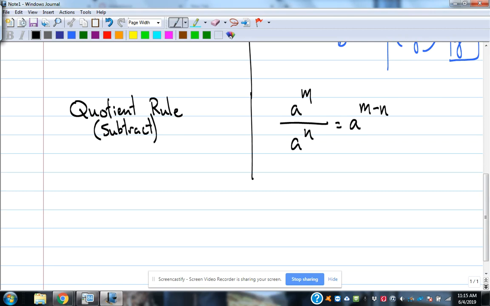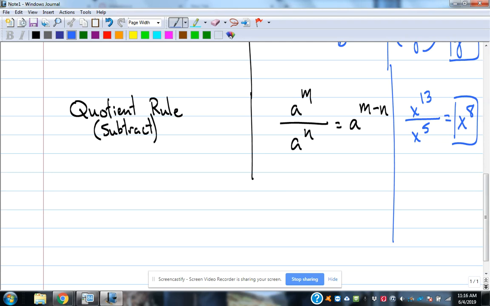Okay, if the bases are different, you can't do it that way. So an example of that might be x to the 13th over x to the 5th. 13 minus 5 is 8, so that'd be x to the 8th power. Top minus bottom, always. Always top minus bottom.